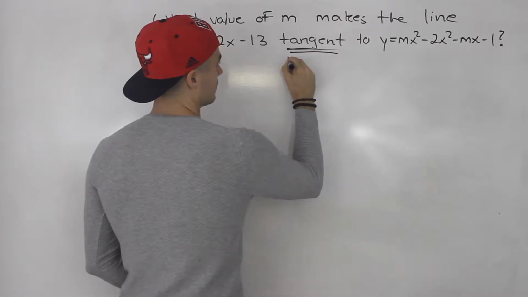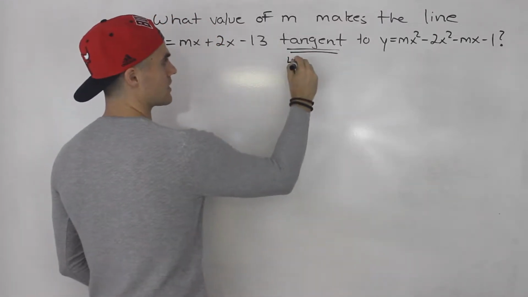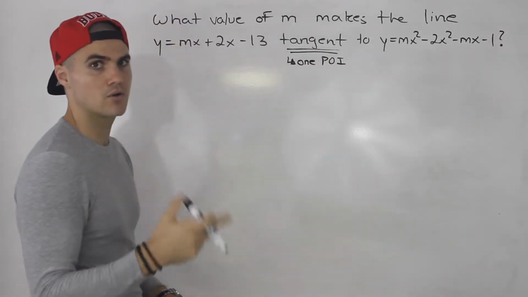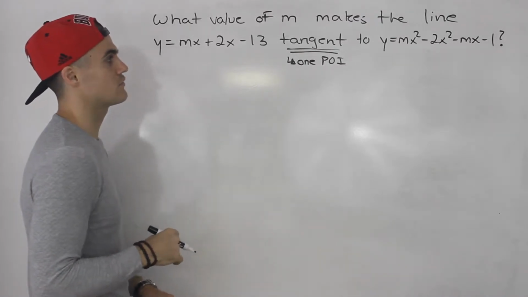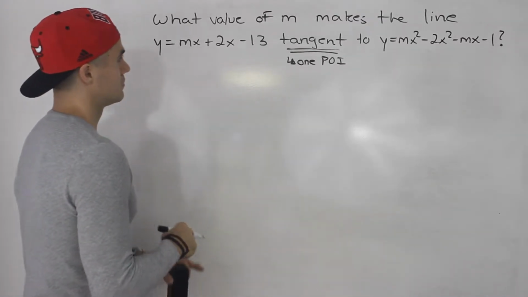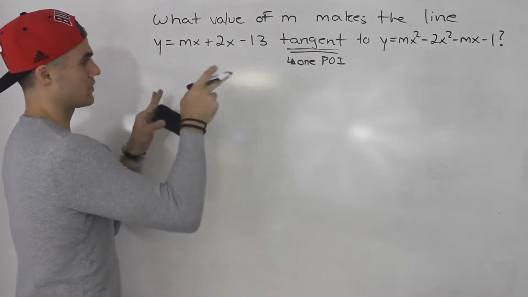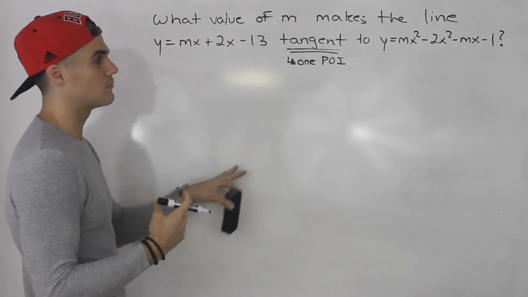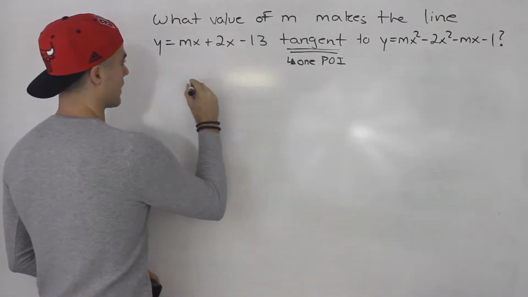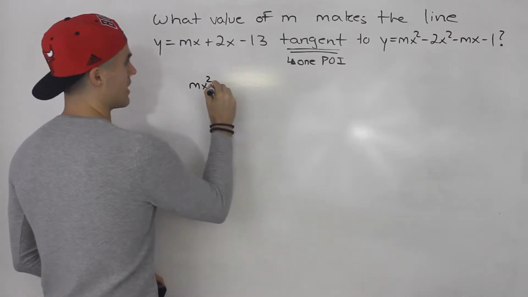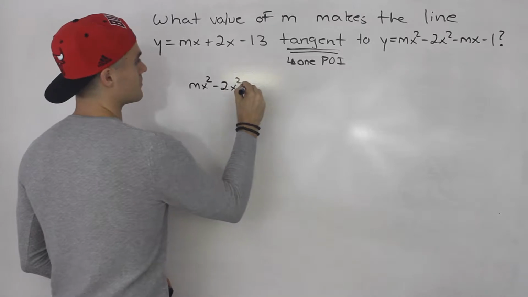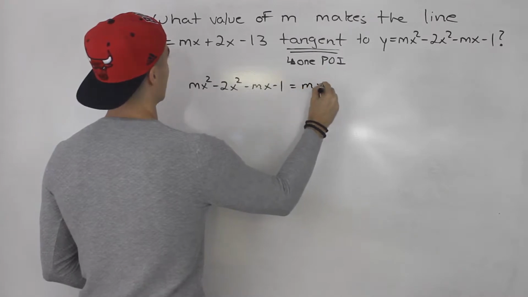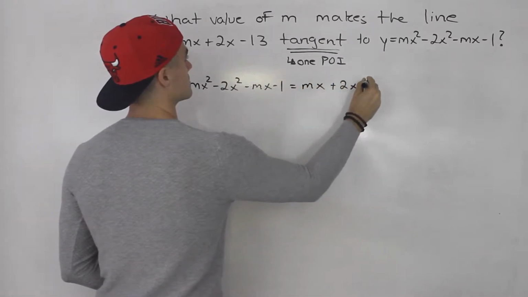So if you remember, if a line is tangent to a quadratic, it means there is one point of intersection. I mentioned that in the previous video and in a couple of videos before that. So, like the previous video, what you want to do is make these two y values equal. So you want to follow the same process as if you're finding the points of intersection. So we would write out mx squared minus 2x squared minus mx minus 1 equals mx plus 2x minus 13.